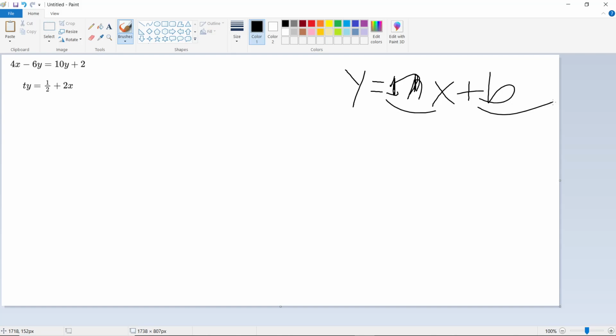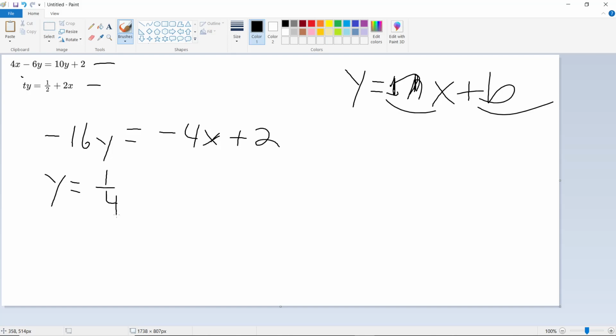So I'll just double check that. I'm going to get both of these into y equals mx plus b. So on this first one, I will subtract 10y from both sides, negative 16y. Subtract 4x from both sides, negative 4x plus 2. And then I will divide both sides by negative 16. Y equals negative 4 over negative 16 is 1/4 x. And then 2 over negative 16 is minus 1/8. So that's the first equation.